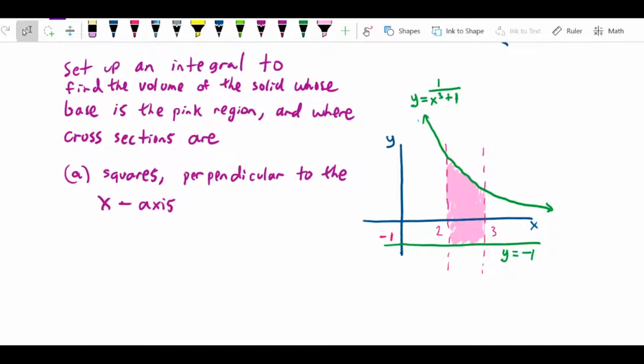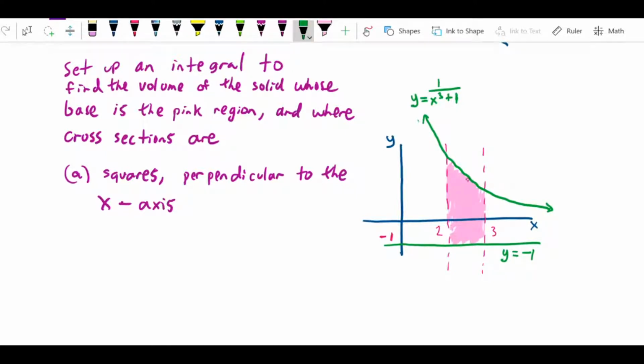We're not going to solve them because, of course, the interesting part of these problems is really the setup more than actually just cranking through the algebra to find the value of the integral. So the first one is to set up an integral to find the volume of a solid whose base is the pink region and where the cross sections are perpendicular to the x-axis and where they are squares.